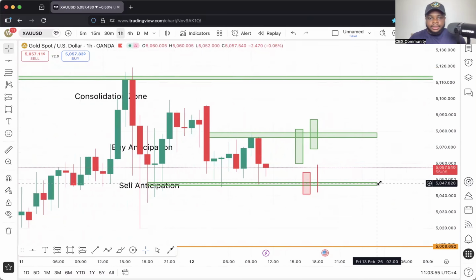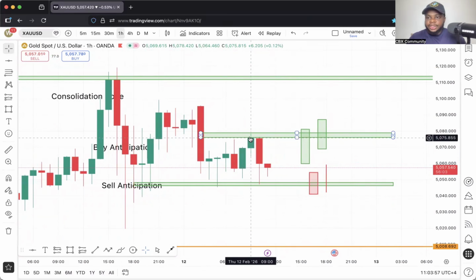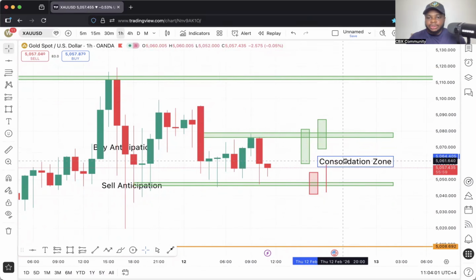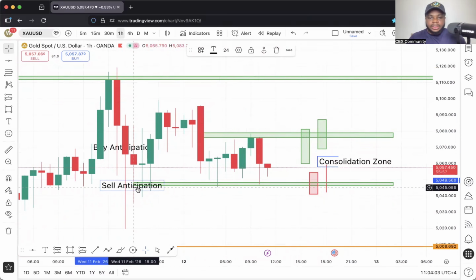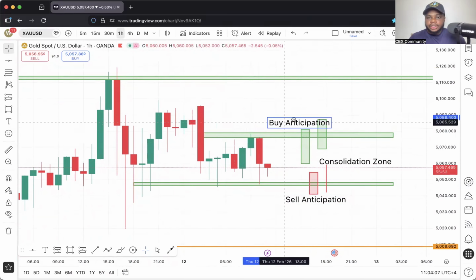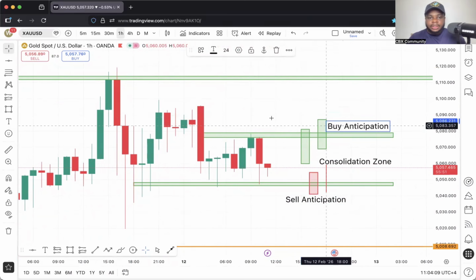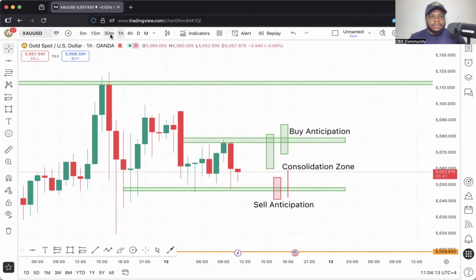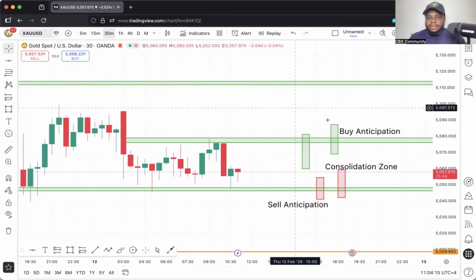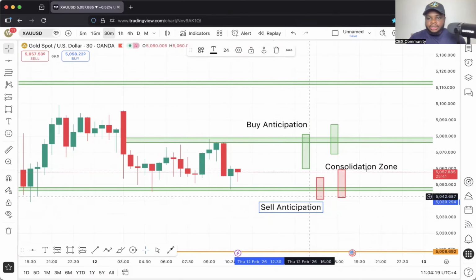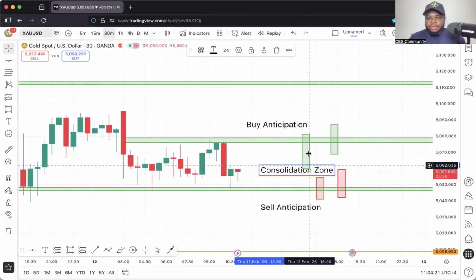Let's see. So from this resistance zone down to this support zone is being considered as a consolidation zone. Then our sell anticipation is here, and our buy anticipation is here. Let's go to the 30 minutes. So our buy anticipation is here, sell anticipation is here, and this is a consolidation zone.